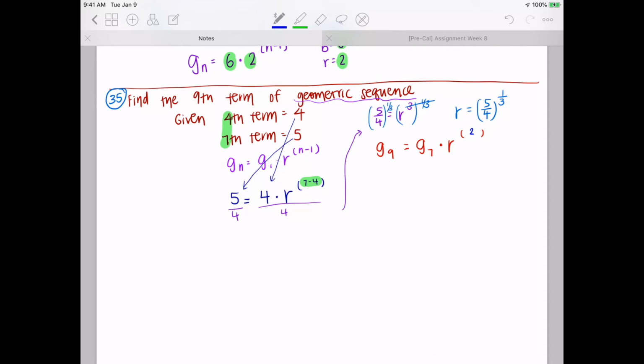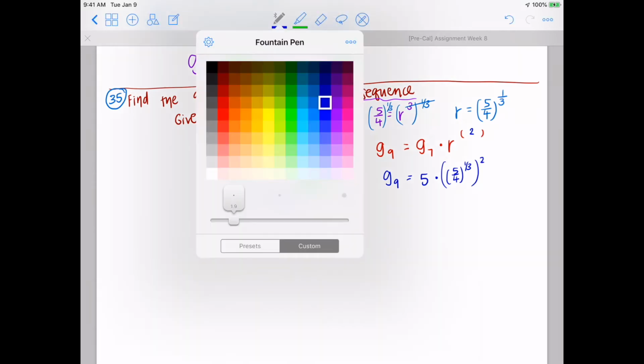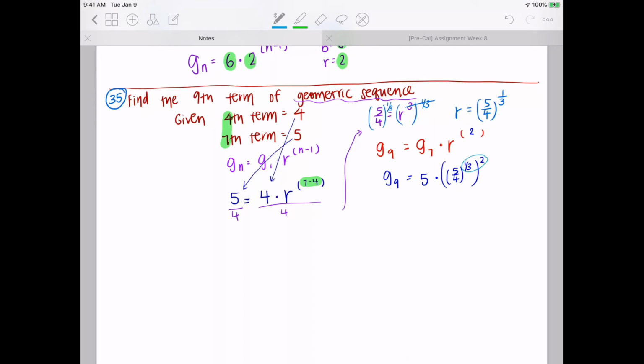Now I'm going to substitute in my numbers. G sub 7 is 5, times our ratio, which is 5 over 4, raised to the second power. This is going to give us G sub 9. Together, this is going to be 2/3. That is 5 4 times 5. If you put this in the calculator, it's approximately 5.80. And that's how you do number 35.